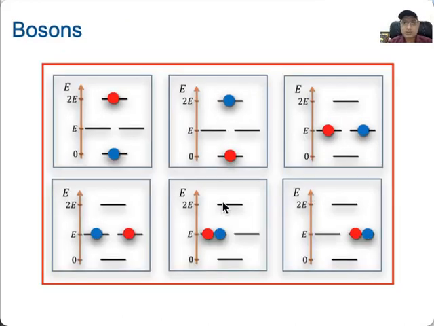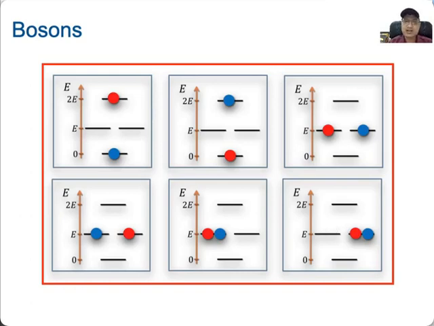Now these are the possible configurations for 2E total energy, and now let's see which configurations are allowed and which are not allowed for quantum particles. So first we are going to consider bosons, which are indistinguishable in nature, but they do not obey the Pauli exclusion principle.